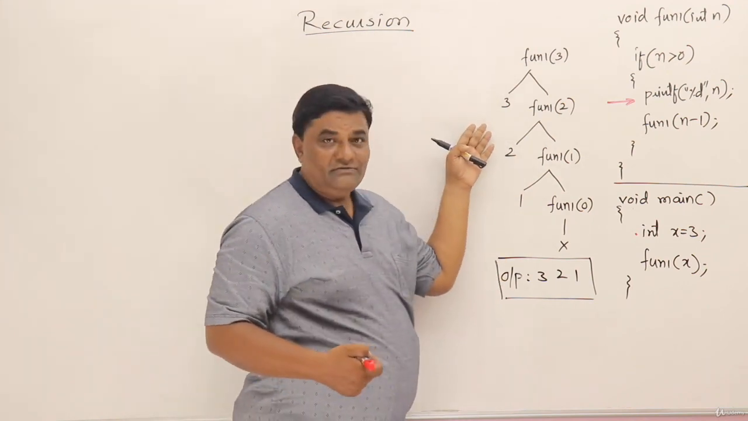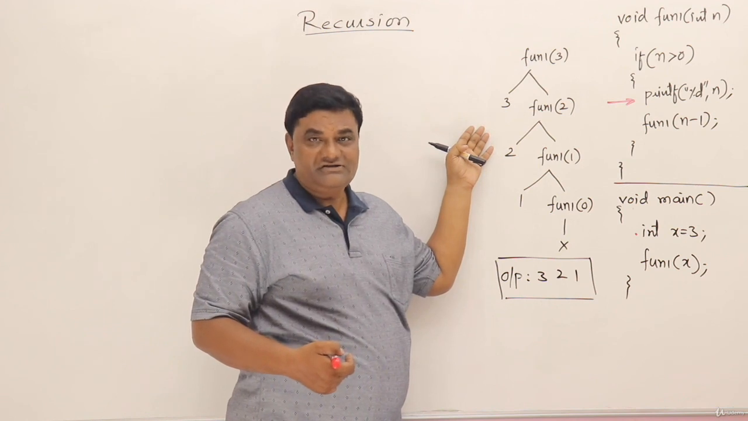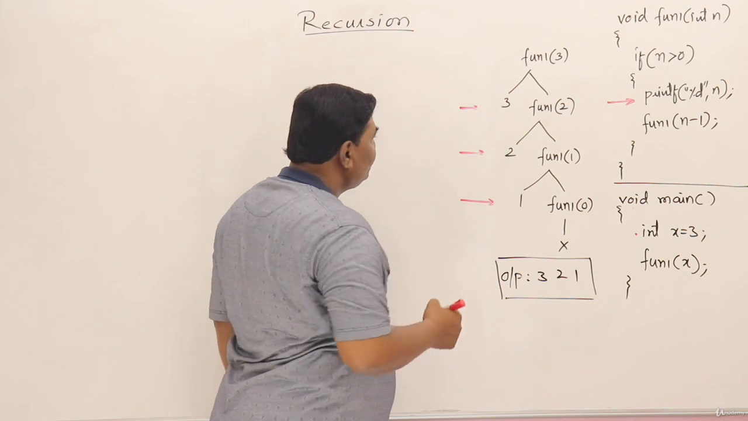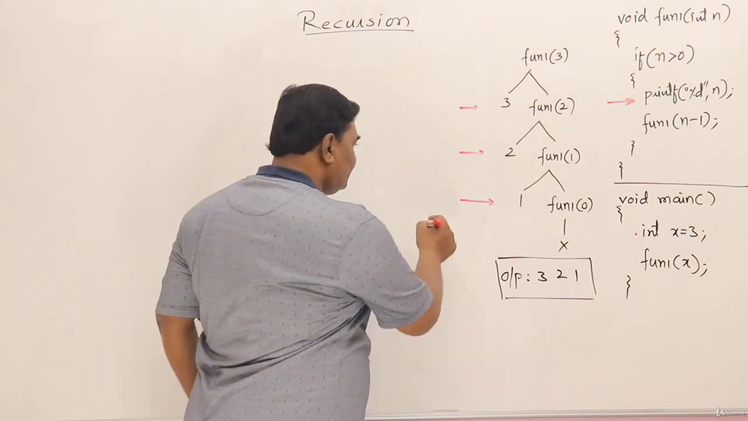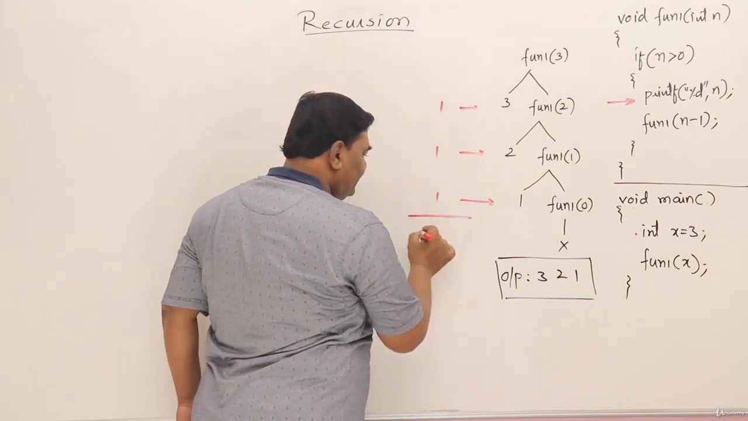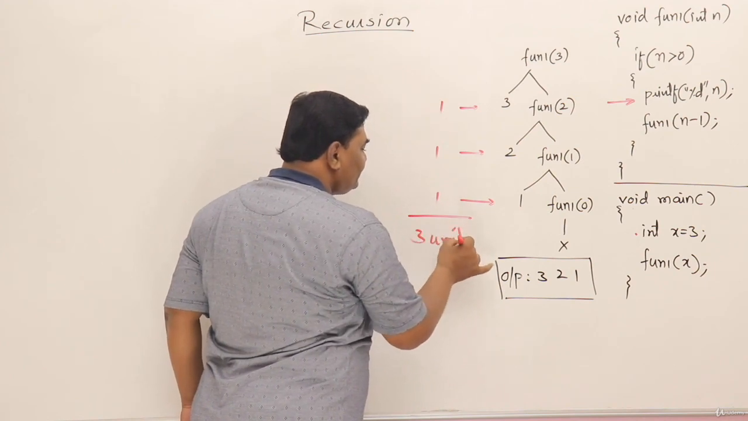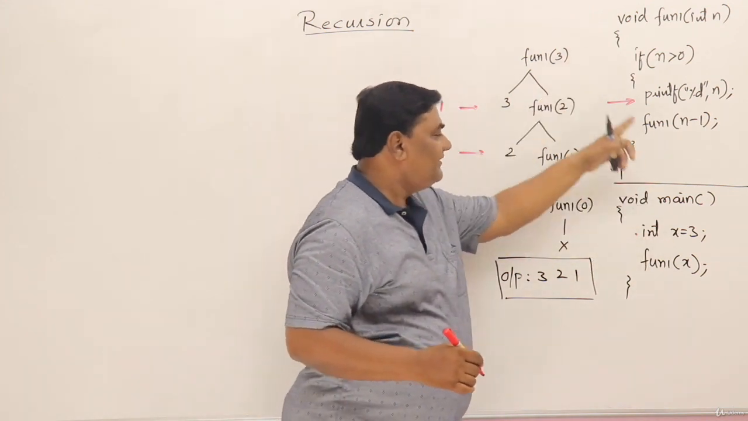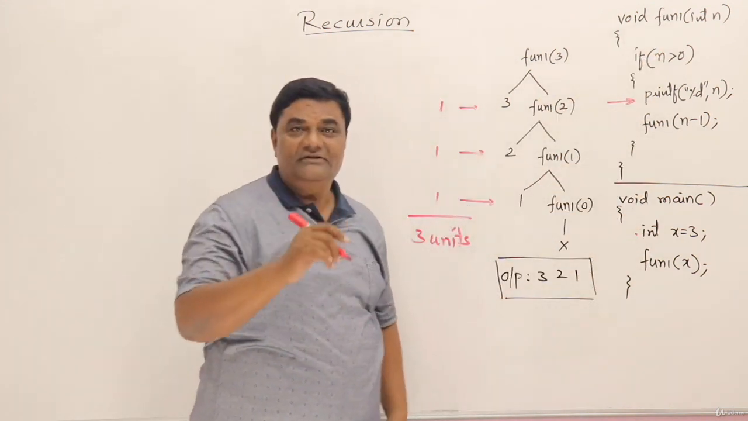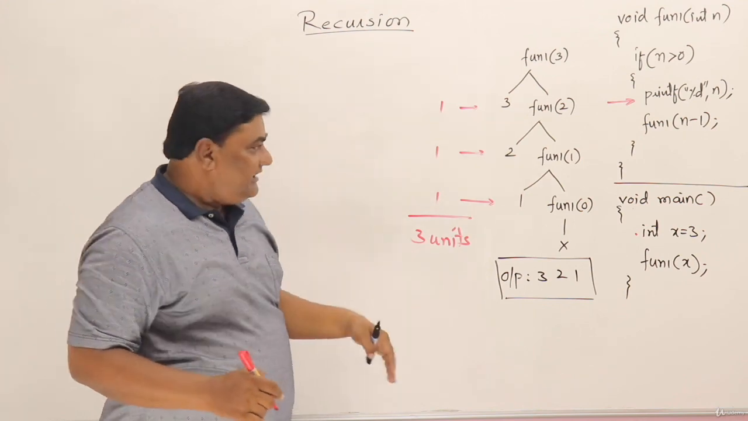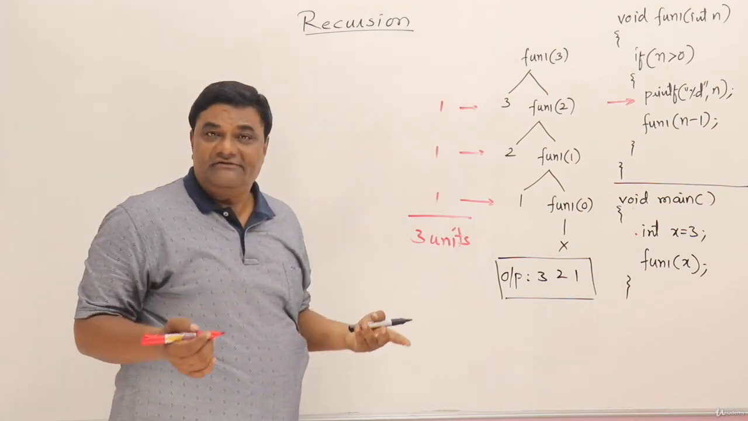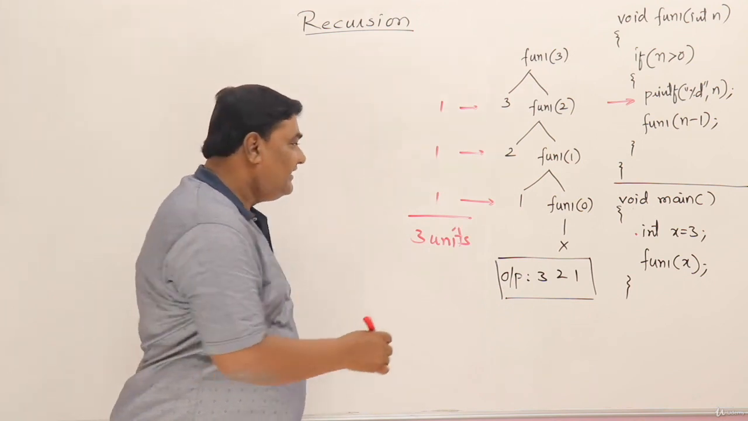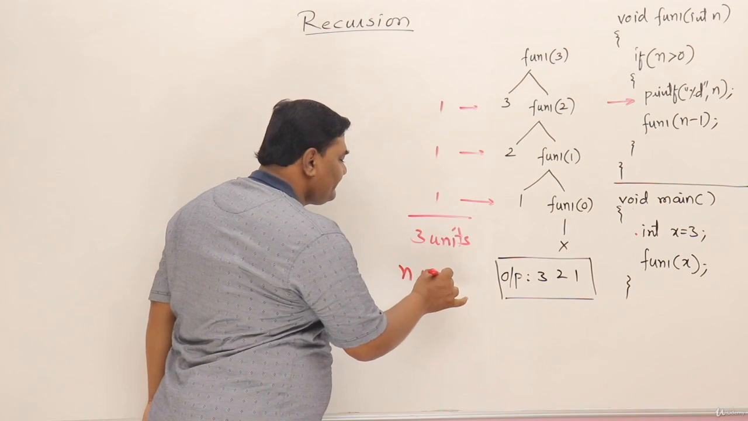So let us look into the tracing tree or recursion tree. Here it is printing 1 time, 2 times, 3 times. So in total, how many units? 1, 1, 1. So I can say it takes 3 units of time for the value of n as 3. If I make it 5, then it will take 5 units of time. Then for n, it will take n units of time.